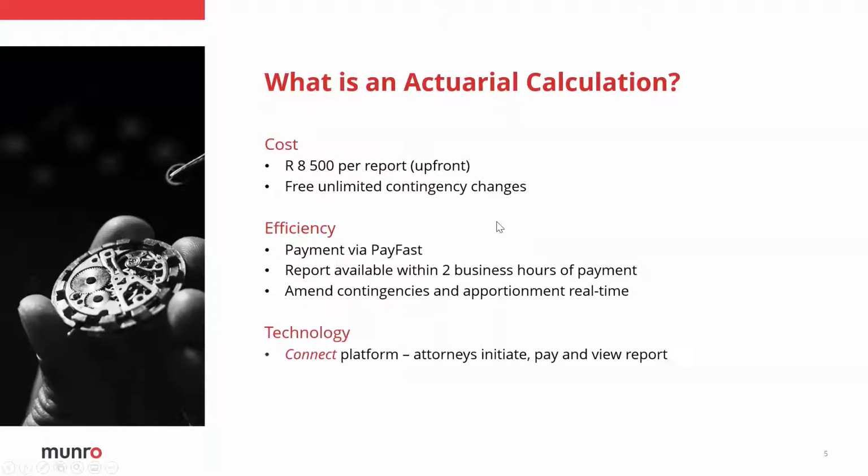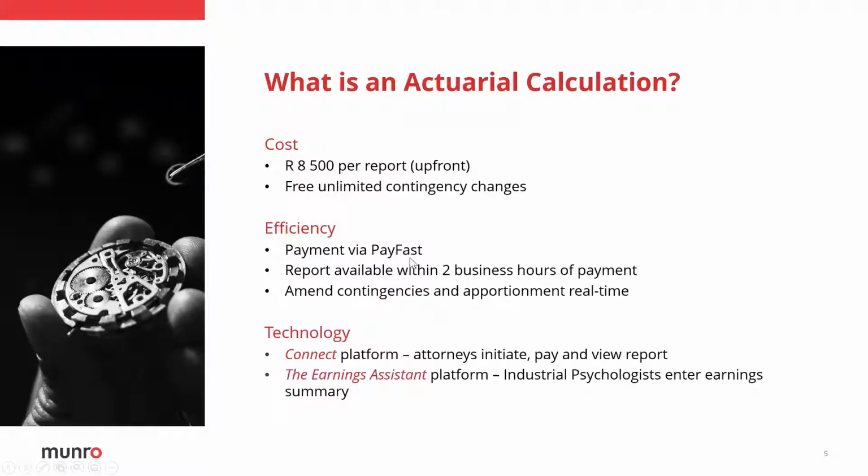In terms of the technology, the actuarial calculation has to be initiated, paid, and viewed on our Connect platform. I think most of you should be familiar with what our Connect platform is, but it's basically our client portal. It's an online system where we interact with clients, where all your client documentation is available. You can instruct us. So it's really our online way of interacting with you. In order to get these efficiencies and cheaper costs, we do require that this actuarial calculation is done via the Connect platform. Unfortunately, you cannot phone in and ask for this report except by using the Connect platform.